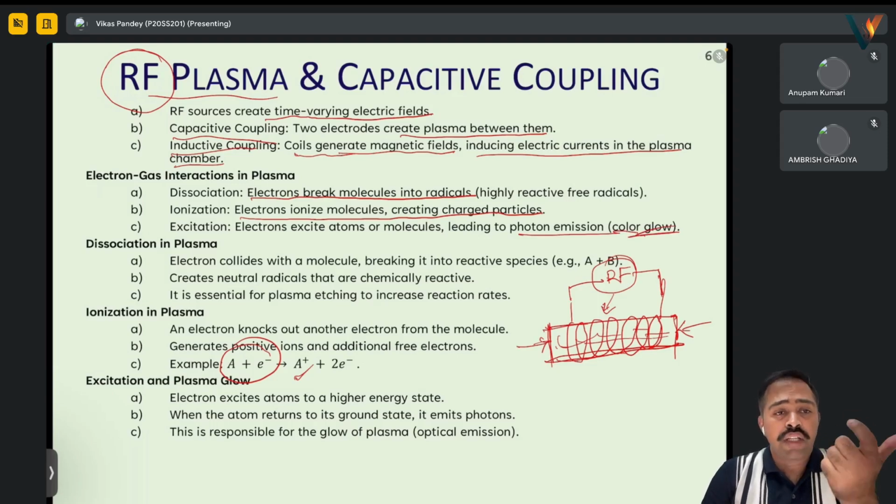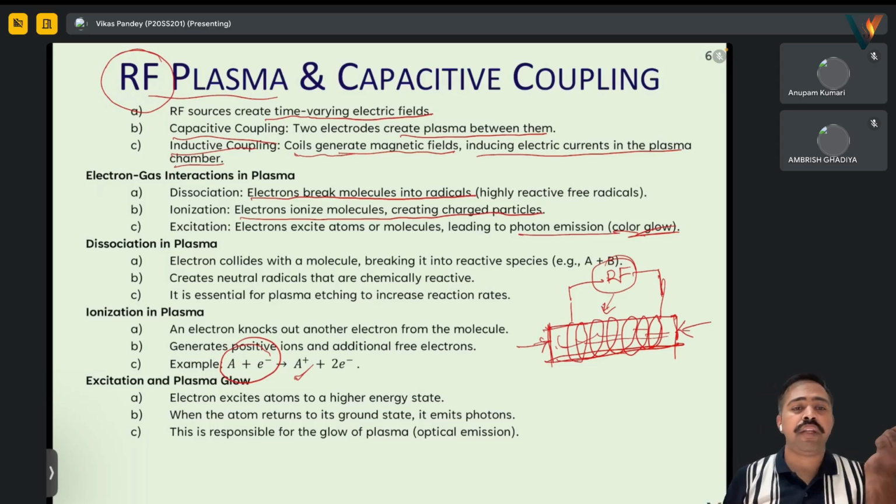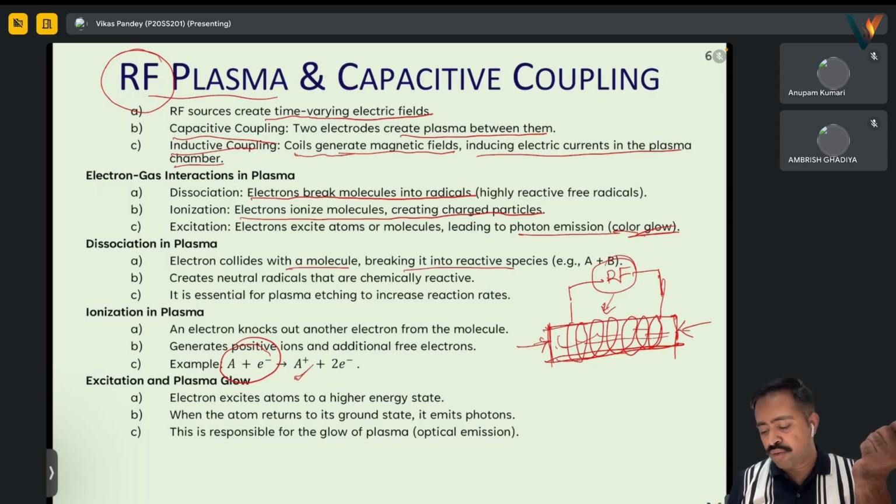So what is this dissociation in plasma? That is, an electron collides with a molecule, breaking it into reactive species.